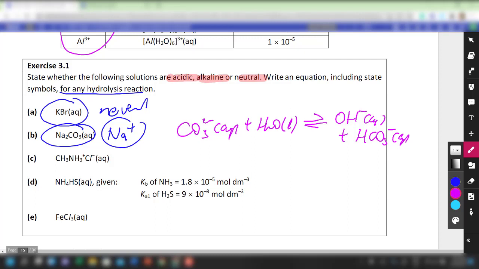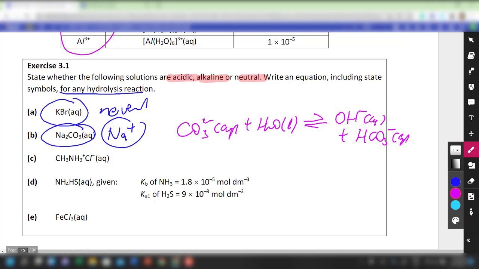Do not go all the way to H2CO3. Okay, so remember this, because there's no logic if it goes all the way. I think you have to think about why that is the case. Unless I add a lot of H plus in, you will not go all the way to CO2.